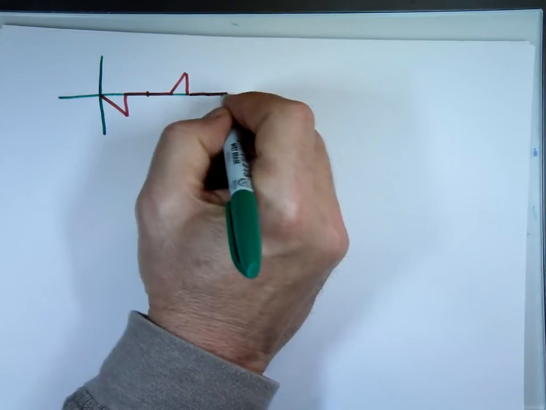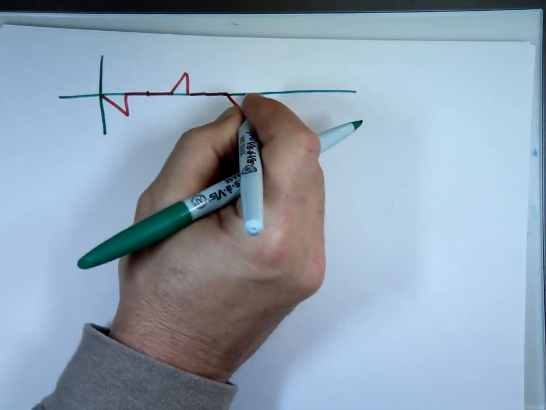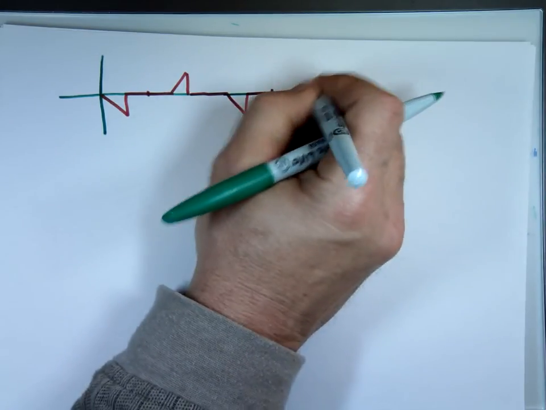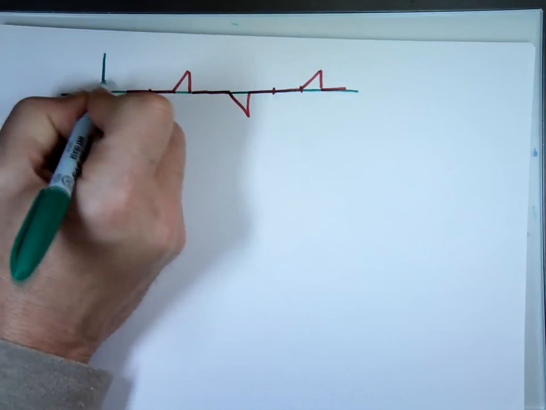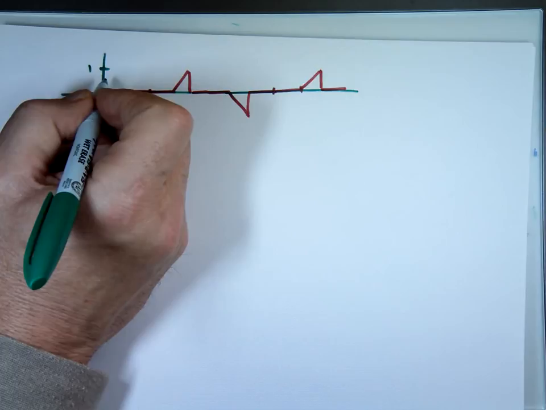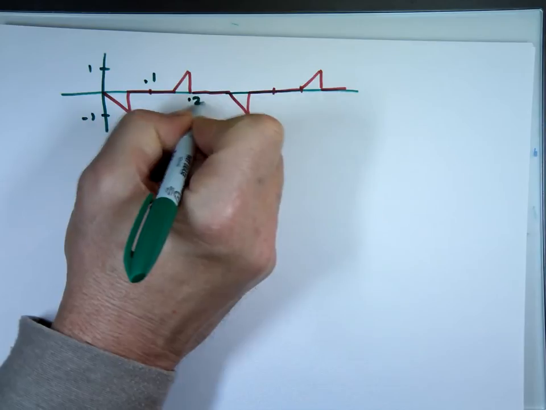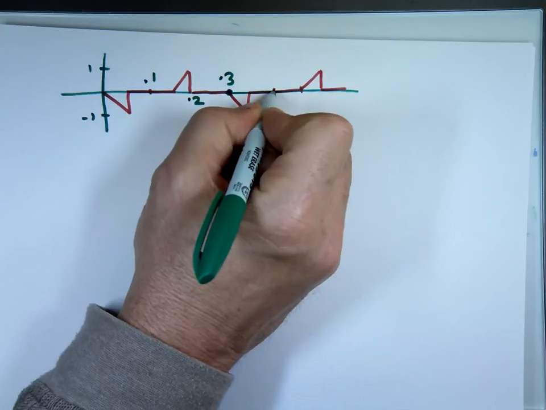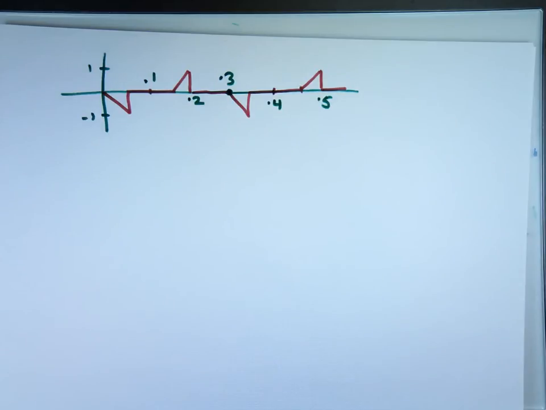And it repeats itself. It looks like this. This is -1 here. This is 1, the peak value. This is 0.1. This is 0.2. This is 0.3. 0.4. 0.5, and so forth. You get the idea, I think.